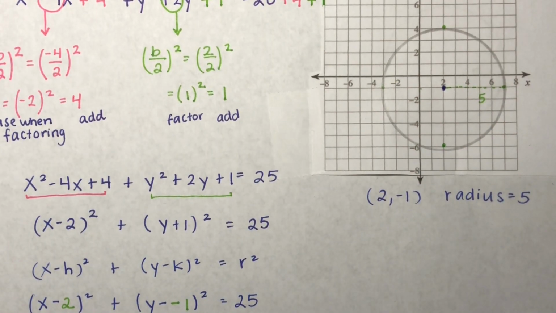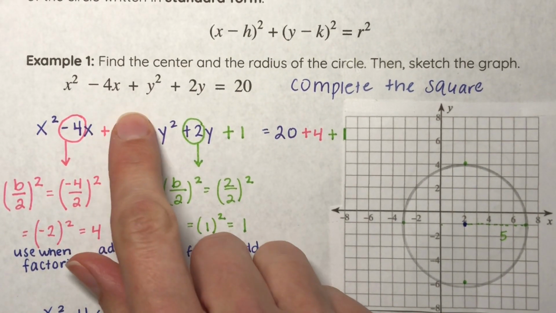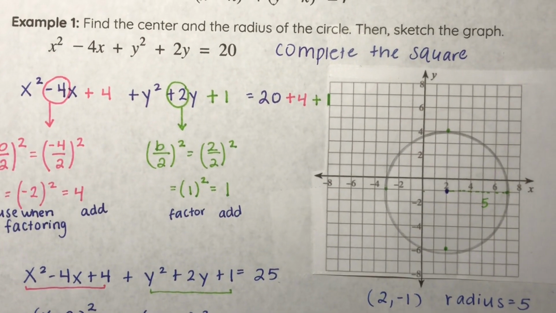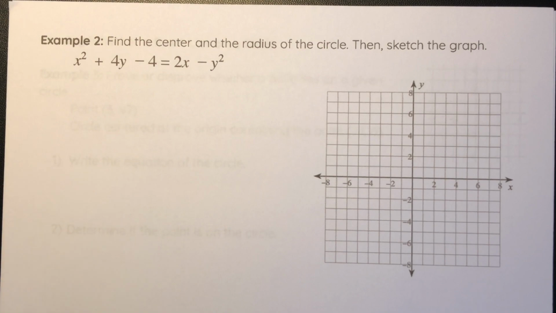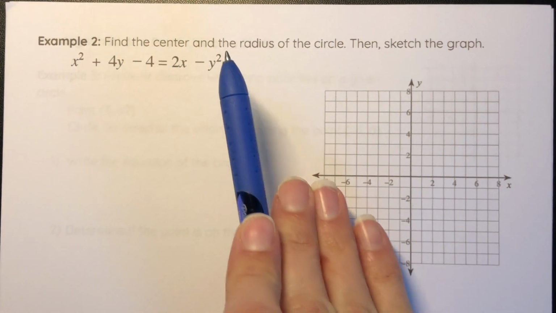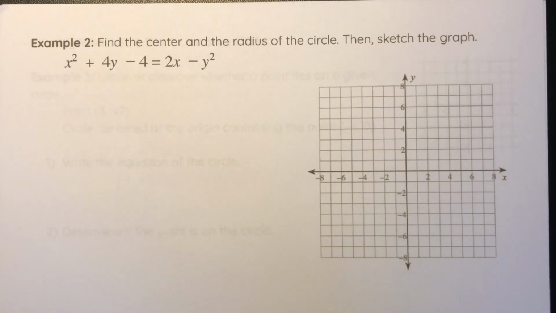And that is my circle for the equation x squared minus 4x plus y squared plus 2y equals 20. Our second example, you'll notice right away, we are doing the same thing. We have to identify center and radius, and then we have to graph our circle, but it looks different already.